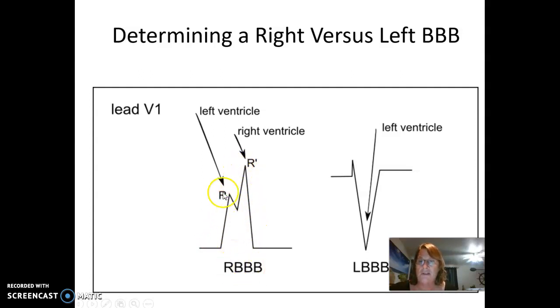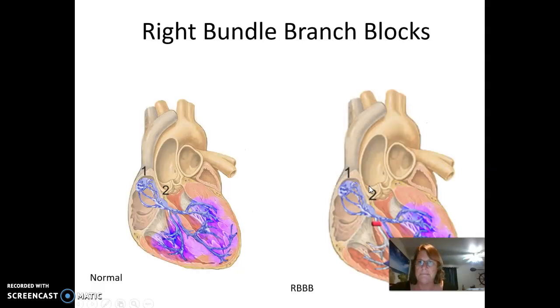So right bundle branch, RSR prime. Left bundle branch block, it's going to depolarize through the septum, and then it's going to have to come down the left side through cell-to-cell conduction, so it's going to give you a deep waveform. So it almost just looks like a QS waveform. That's our left bundle branch block. So I always remembered it, right is rabbit ears, left is a carrot left in the ground.